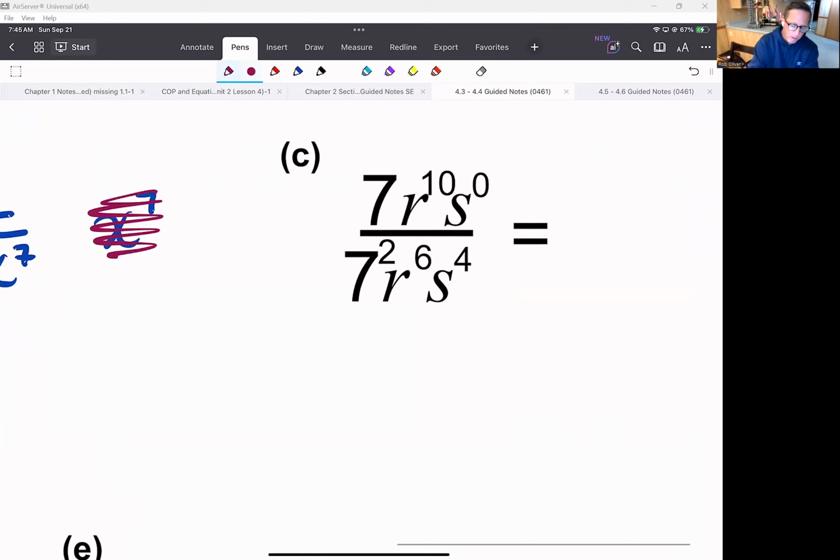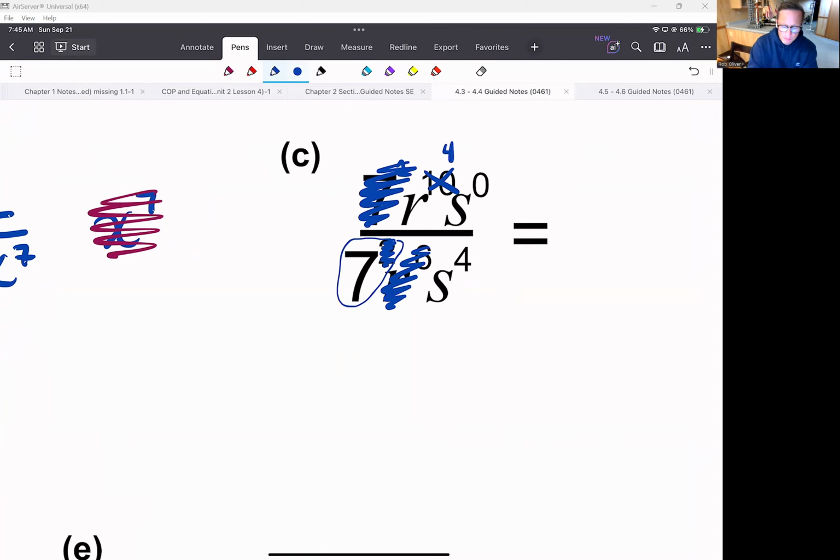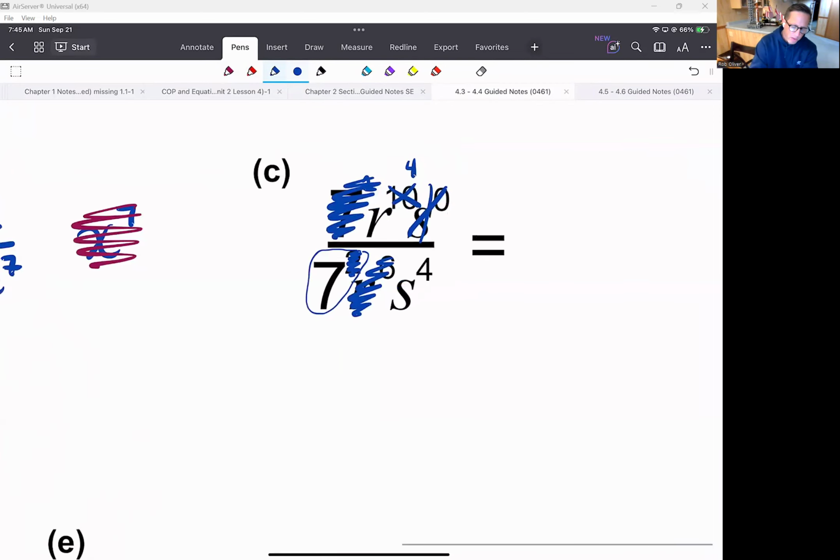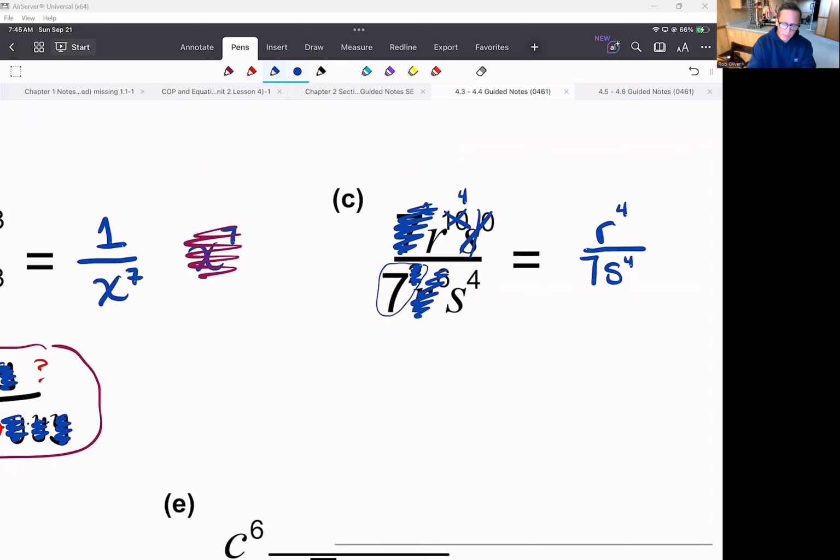So right here we have 1 7 in the numerator. We have 2 7's, with the base of 7 in the denominator. So this one cancels and that 2 goes away. Right here, 10 minus 6 is 4. And so this goes away. 0 minus 4 is 4, right? Well, actually it's negative 4. But we can get rid of that s right there. And so all that we're left with is r to the 4th in the numerator, and we have a 7, and then we have s to the 4th in the denominator. That's it. We can't do any more with that.